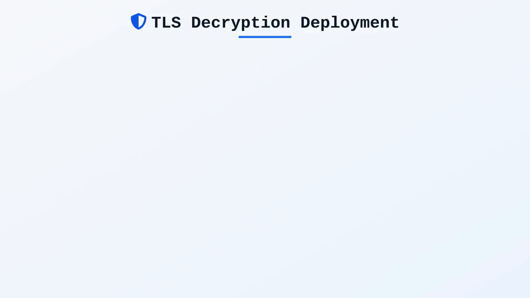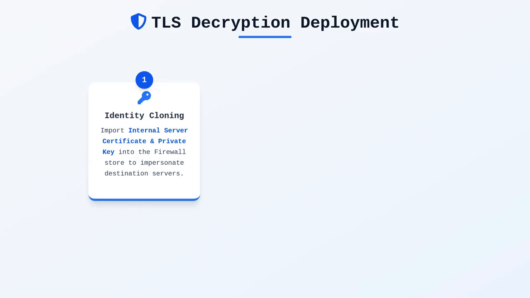The deployment process begins with the secure importation of the internal server's certificate and private key into the firewall certificate store. It is important to note that you are effectively cloning the server's identity, which grants the firewall the authority to impersonate the destination server during the initial handshake with the external client.